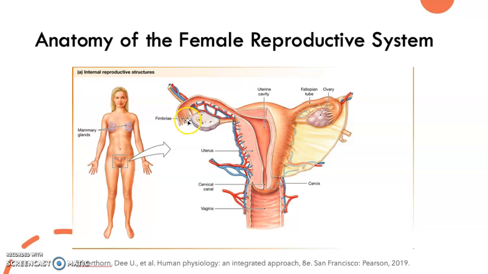And right here we have the fimbriae, which take up the eggs from the ovaries and take them through these fallopian tubes and are taken into the uterine cavity. So this is the uterus, and this is the cervix, and this is the vagina.